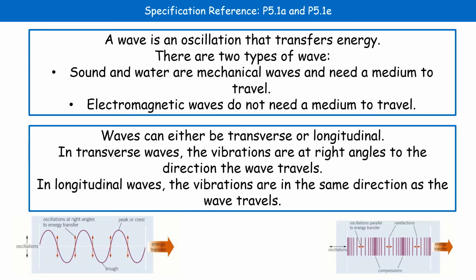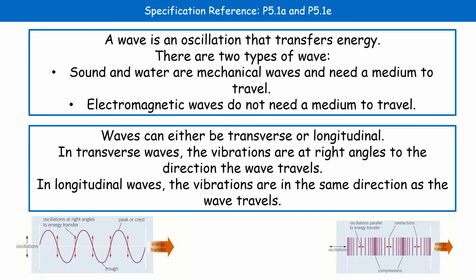And realistically, what we've got are two types of wave that we can divide things up into. We have mechanical waves that need a medium to travel. Things like sound and water are mechanical waves. Or we have electromagnetic waves which do not need a medium to travel. So really what we're doing here is splitting them into their two types based on if they need something to travel through or not. Electromagnetic waves don't, sound and water, the mechanical waves, do.